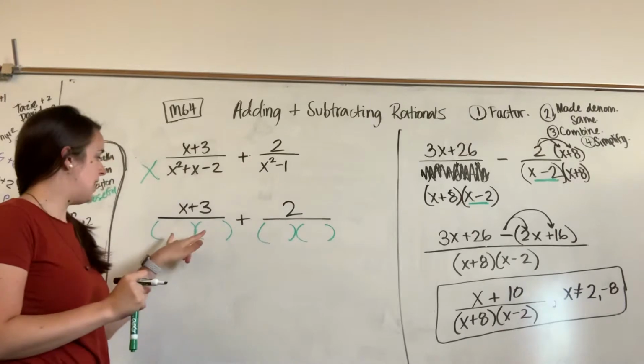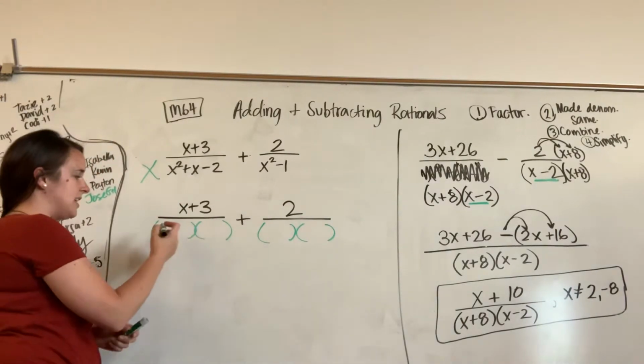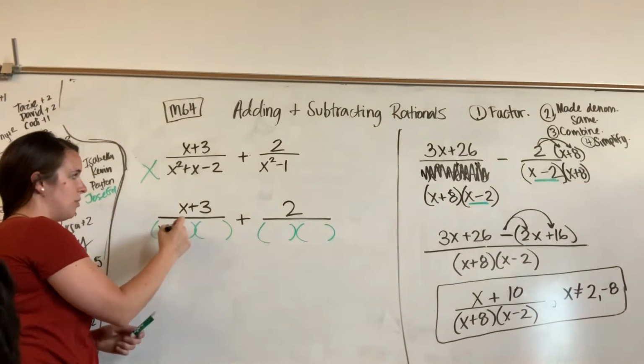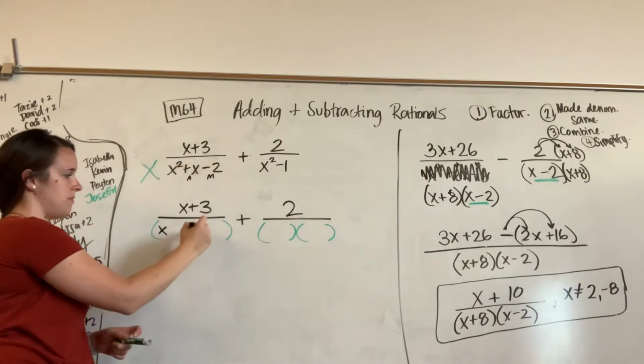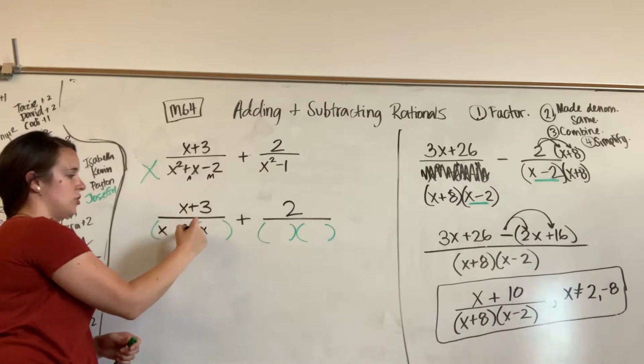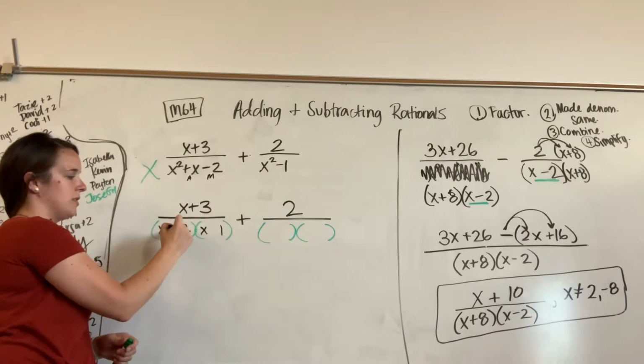Okay, X factor this. I need two numbers that multiply to get negative 2 and add to get 1. Two and negative one. And the two is positive? Yep.